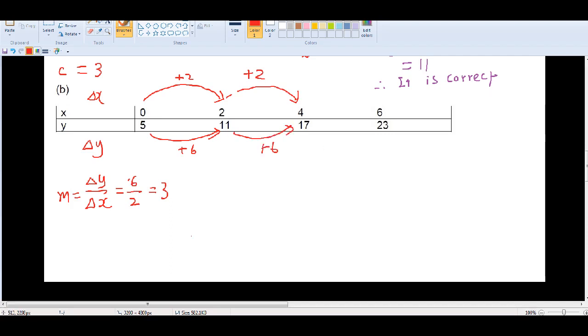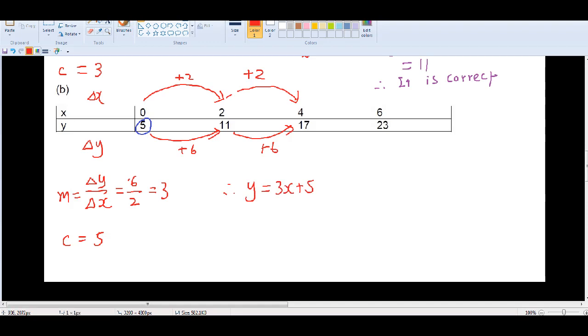So see the pattern, this is a linear pattern. So how about c? Do we have x equals 0? Yes. When x equals 0, y equals 5. So we will have c equals 5, right? So therefore, we will have an equation y equals x plus 5.